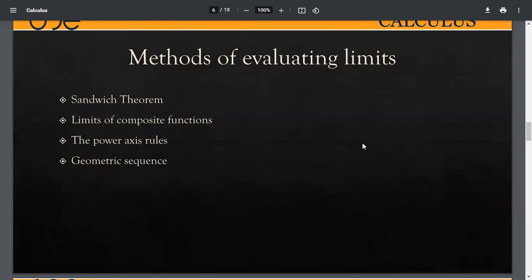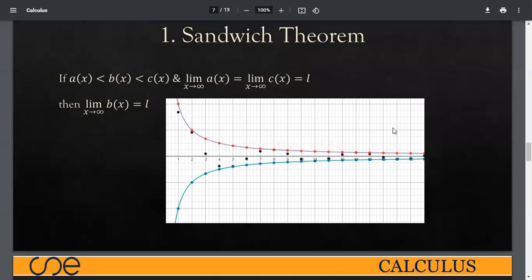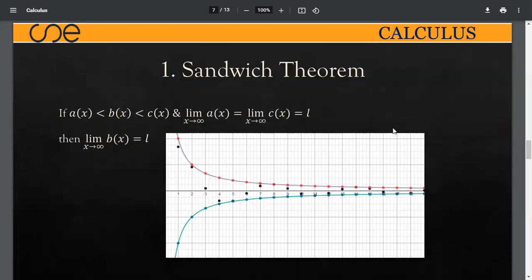In this lecture, we will talk about four main methods to evaluate the limit of a sequence. The first method is the sandwich theorem. The sandwich theorem comes from its name. Like, we have a sandwich that has an upper bread and a lower bread and some content in the middle.